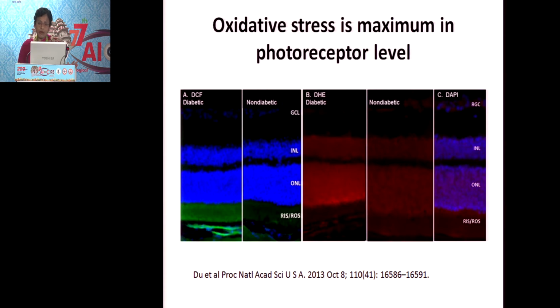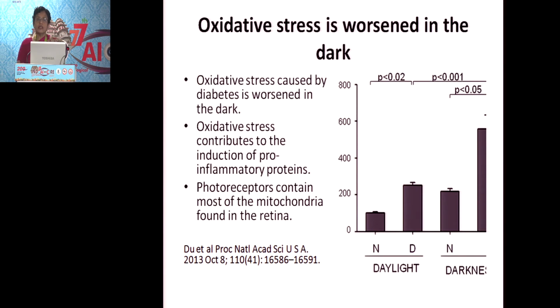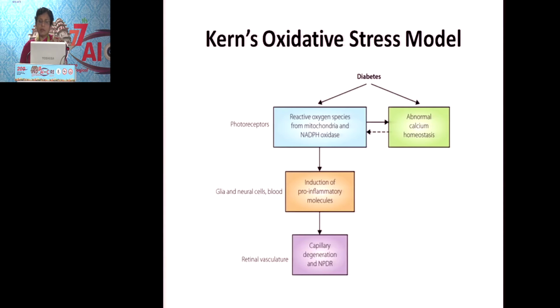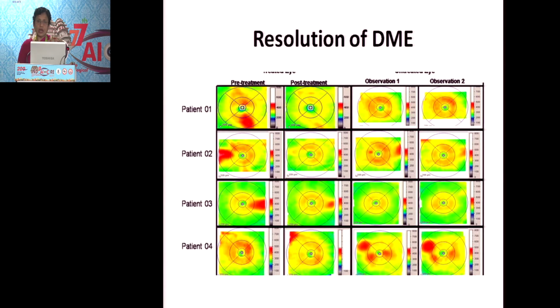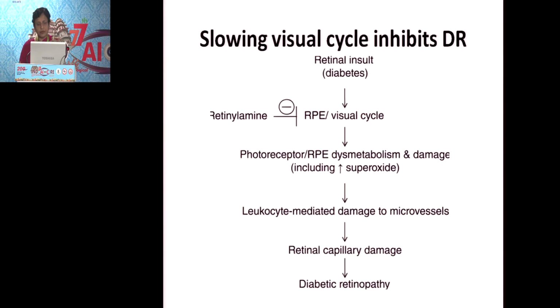Tim Kern and Lott have recently published that the photoreceptors have high levels of oxidative stress, and perhaps that is causing the diabetic retinopathy. This oxidative stress also worsens in the dark. His model suggests that it may be the mitochondria that are causing the trouble, which induces a pro-inflammatory reaction and therefore diabetic retinopathy. So he thought 670 nanometer light may in fact prevent diabetic retinopathy, and he showed that applying 670 nanometer light for a few minutes every day can prevent diabetic macular edema, and he showed 4 case reports of that. However, none of us have been able to replicate this to date.